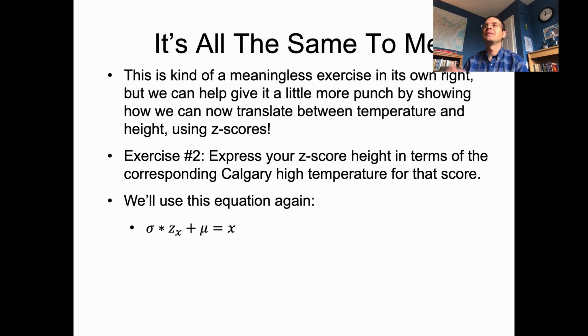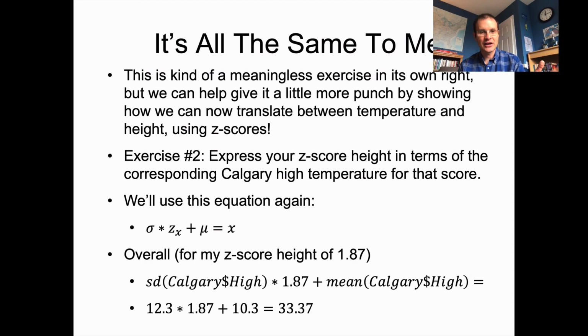We'll do that, number one, by using this equation again that we worked out just a second ago, for figuring out what the particular observation should be for a given Z-score of a variable. And then also we're going to do it for the overall throughout the year temperatures for Calgary. I'll use my particular Z-score height because it's the only one I happen to know, since I don't know exactly who I'm talking to in this video right now. Anyways, if we do that, you just plug in the numbers. Again, it's the standard deviation times the Z-score plus the mean that should give you the actual X value for that particular height or that particular Z-score.